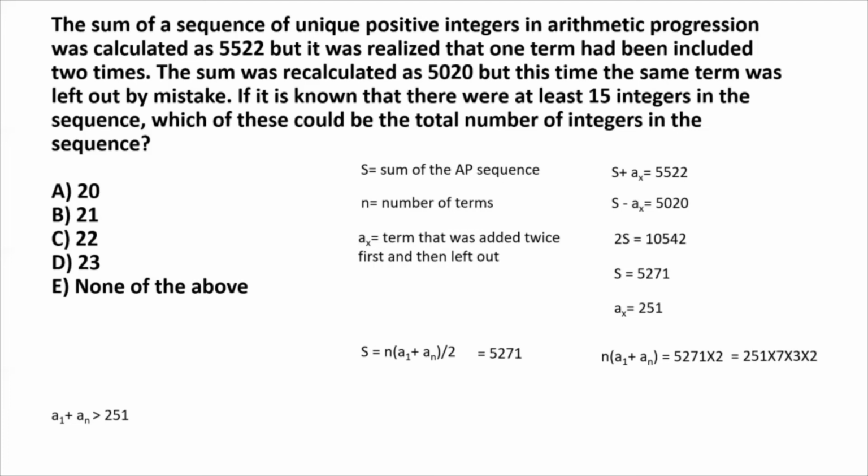But this is a limiting case, right? So in all other scenarios, ax will be somewhere between a1 and an. And we know that an and a1 are on the two sides, because it's an AP sequence of positive integers. So a1 is the first term. Of course, in an AP series with a positive common difference, the terms keep on increasing, and these are integer terms, right? So that's what we expect, that a1 plus an should be greater than 251. That's a reasonable assumption, I guess, to make.